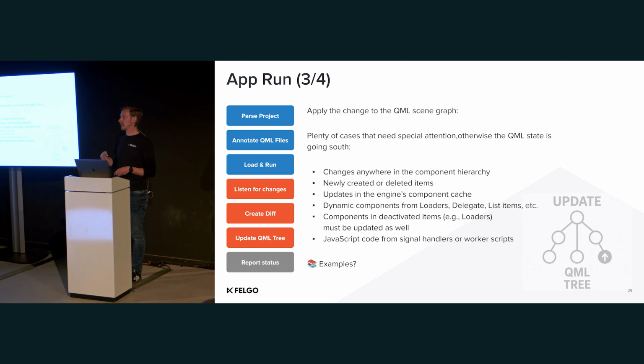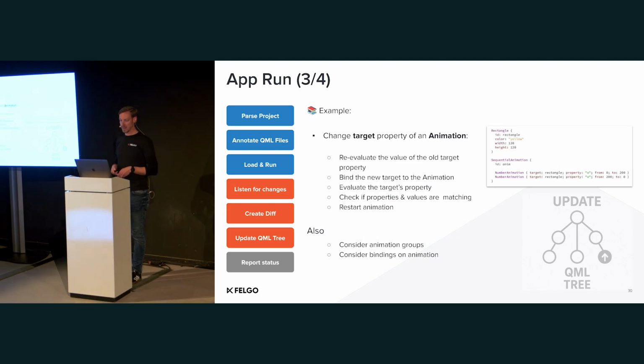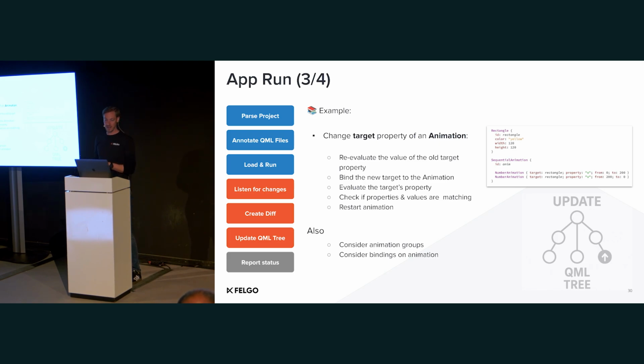So there might be invalid QML references or invalid bindings that also need to be updated in the JavaScript code. As an example, let's look at the animation. If we want to change the target property of an animation, it's not only replacing that property, but there are multiple steps involved. First of all, we need to re-evaluate the value of the old target property and persist it. Then we need to bind the new target to the animation.